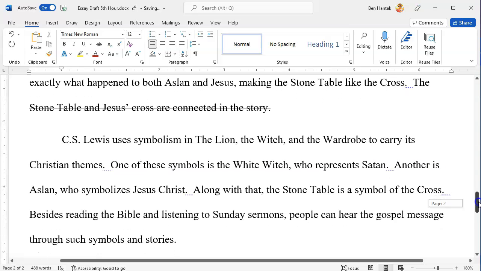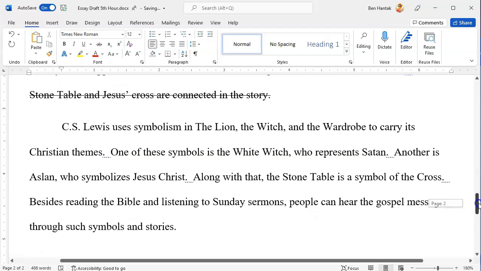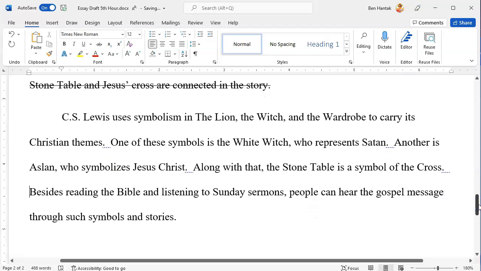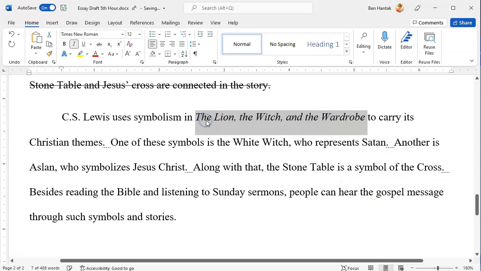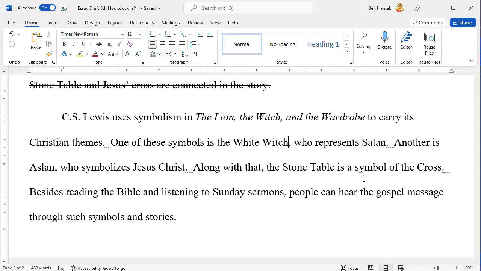Same thing. I should ask, is it okay if I scroll down so we can look at our conclusion? Yeah. C.S. Lewis uses symbolism in The Lion, the Witch, and the Wardrobe. I forgot to italicize that. Let me do that real quick. To carry its Christian themes, one of these symbols is the white witch, who represents Satan. Another is Aslan, who symbolizes Jesus Christ. Along with that, the stone table is a symbol of the cross. Besides reading the Bible and listening to Sunday sermons, people can hear the gospel message through such symbols and stories.